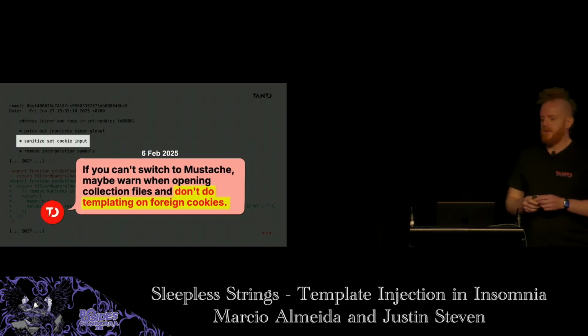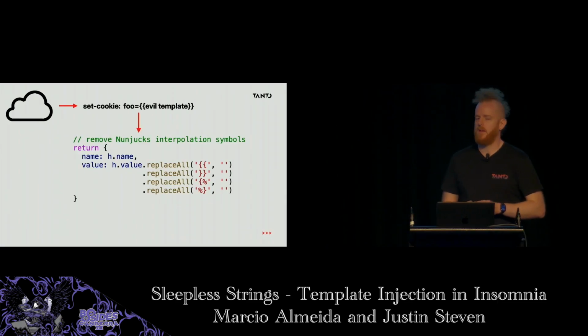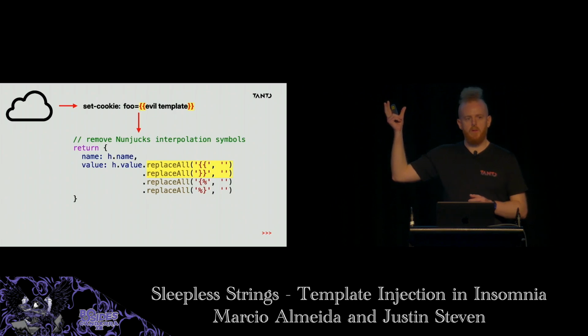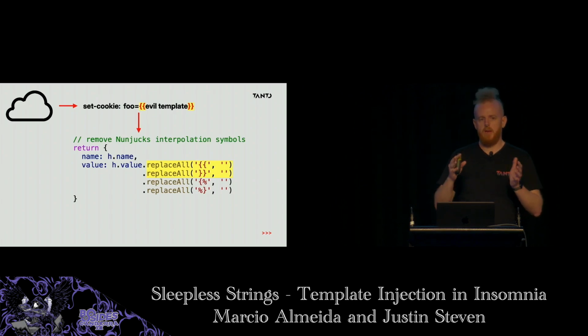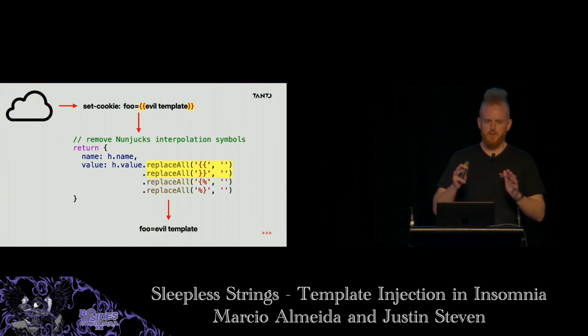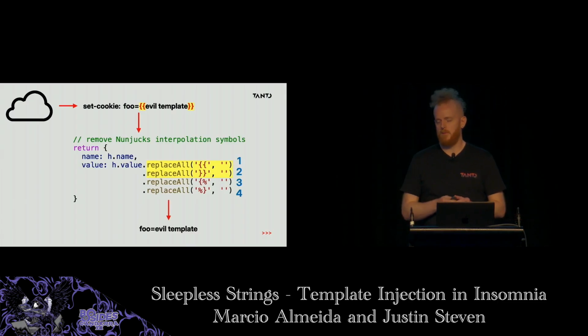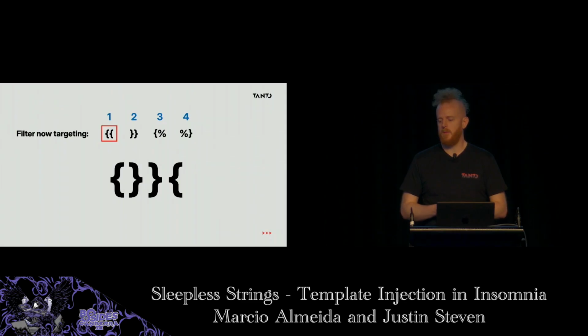Sad thing is they did it with sanitization. And here's how it worked. Given a cookie with curly braces in it, it was going to zap anything that looks like Nunjucks template elements. So in this case, it would strip the curly braces off and just give you the string inside of them. The trap is that this replace chain happens one by one by one by one, which we can use against itself. So it's going to work left to right.